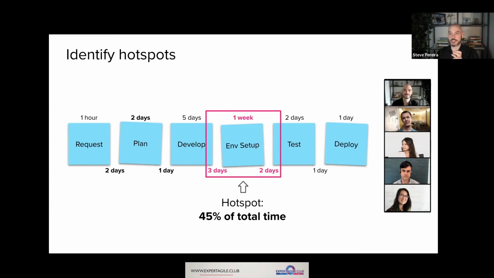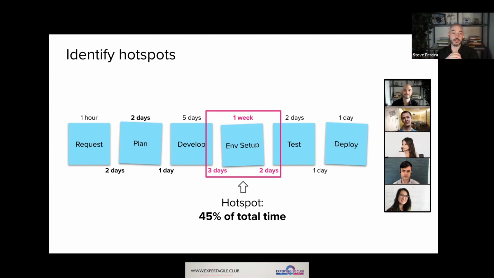But the one thing that stands out in this example is this environment setup. And this could be standing up a test environment. It could be setting up a local environment. It could be accessing an environment, or just refreshing it, right? It could be any number of activities.